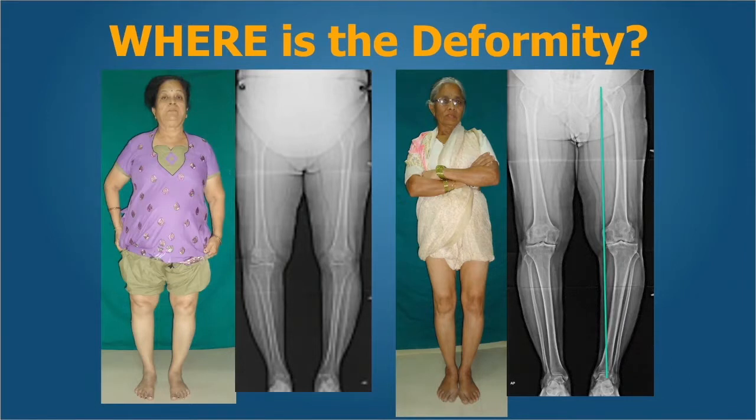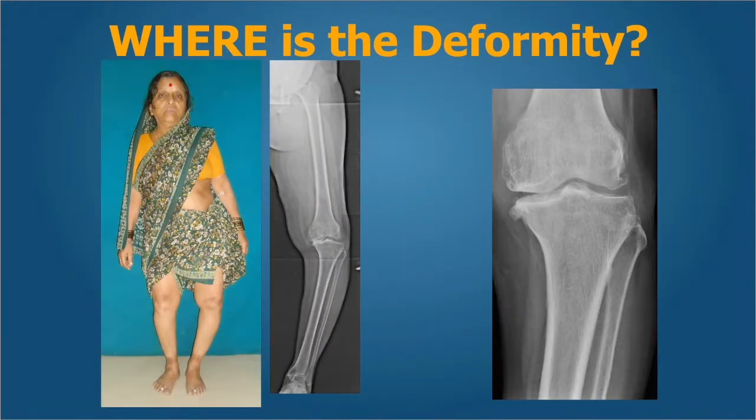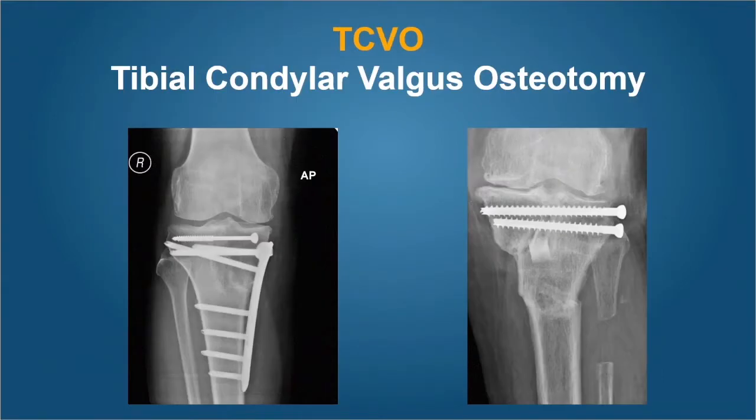If you look at the full-length X-ray, this is a large joint line convergence angle, and the 2 tibial condyles don't seem to be perfectly collinear. There is a very obvious large metaphyseal extra-articular deformity. So when we answer this question, then we are ready to perform bespoke correction or a la carte correction for these problems. So I'd like to introduce to you the tibial condylar valgus osteotomy in its 2 avatars.